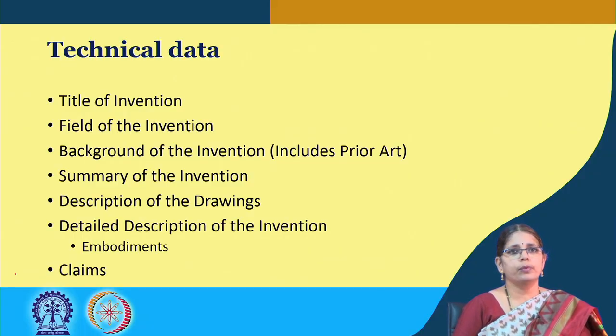So, the detailed description is one important aspect of the patent data which is worth looking at in terms of the working of the invention. Usually, the claims are placed at the end of the patent document, and they define what we call the boundary of the right. So, the patent right essentially comes from the claims. So, claims are an important part of the document.